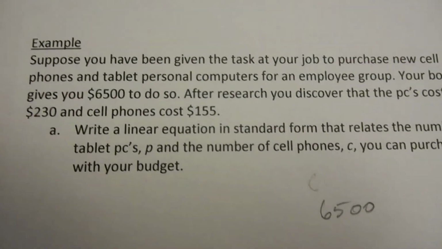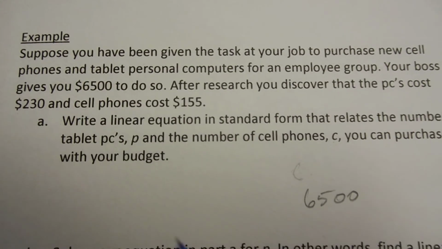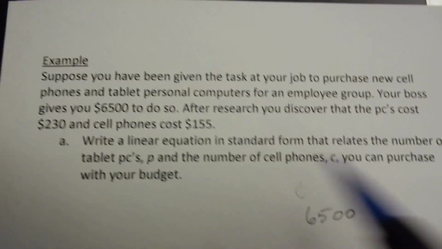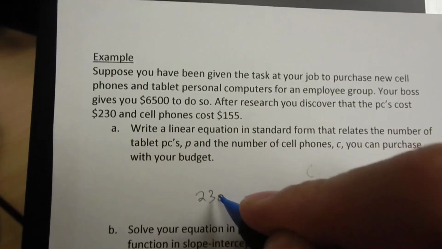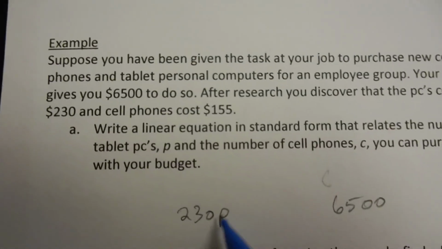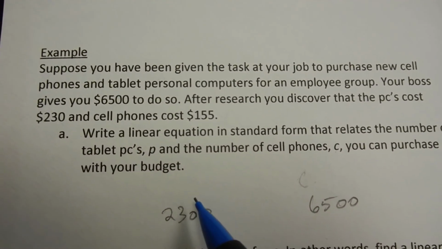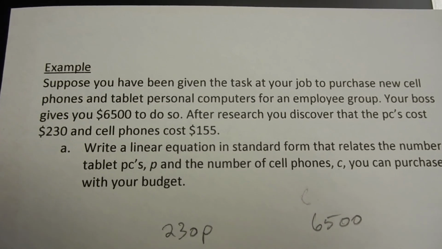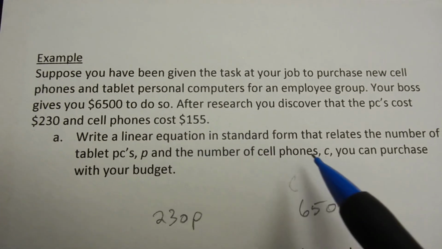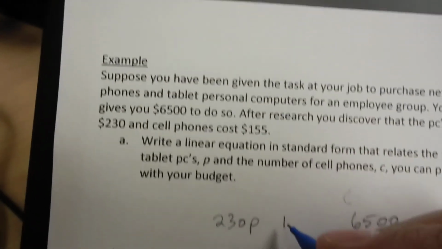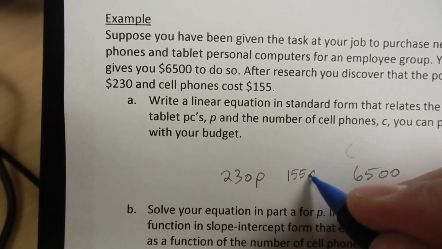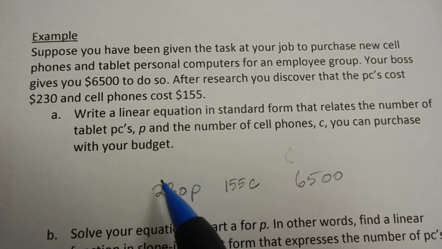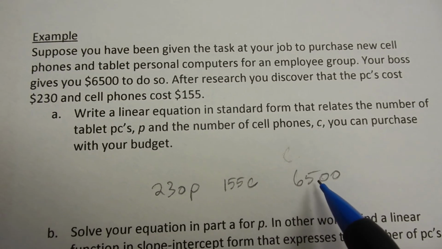6,500. Since we're going to use all of 6,500, it costs $230 for every PC. So 230 times P will give me the amount I will spend on purchasing PCs, right? $230 for every P that we purchase. I'm also going to spend $155 for every cell phone. So that constitutes the amount I'm going to spend on cell phones. That constitutes the amount I'm going to spend on PCs. And I'm going to use all of that.